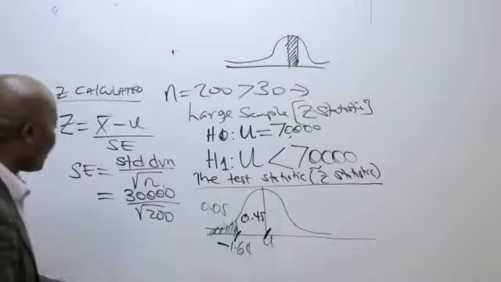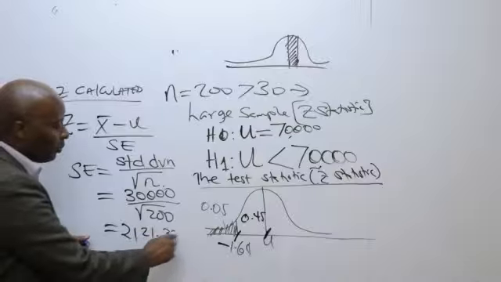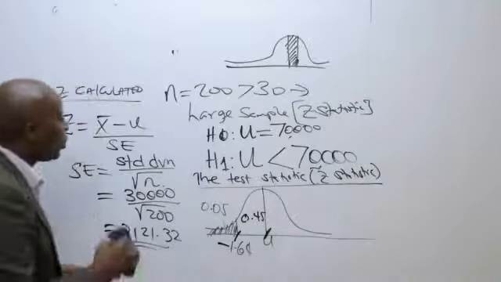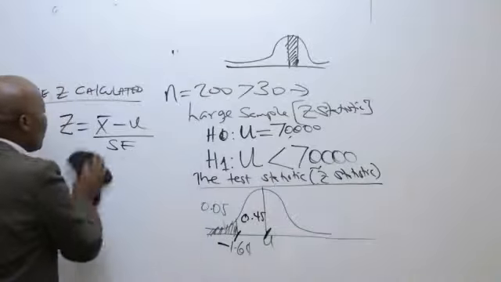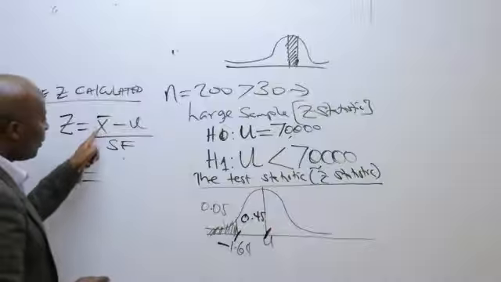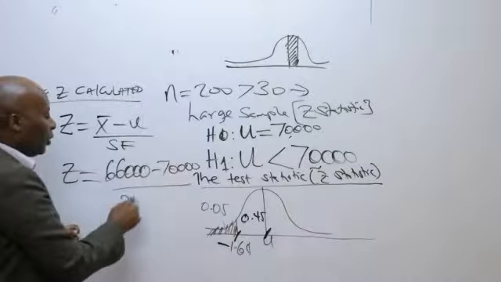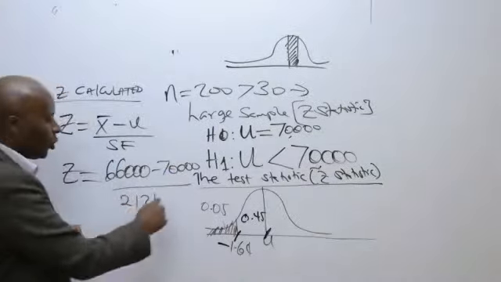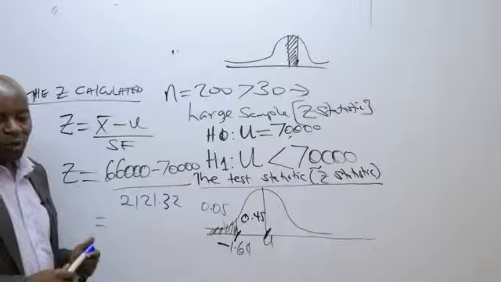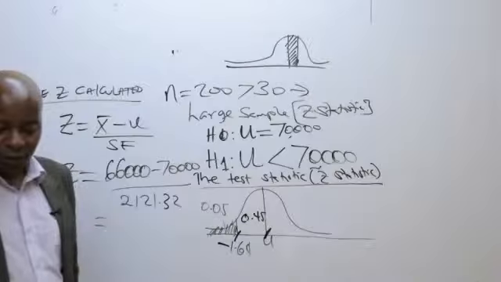All of them are able to give me a great figure of 21.32. What a beautiful figure. Now, having gotten this 21.32, come here right away and give me the z-score. So my z-score is the sample mean of 66,000 minus the mean of 70,000, all over 21.32. Kindly give me this z value. My z value will be equal to what?